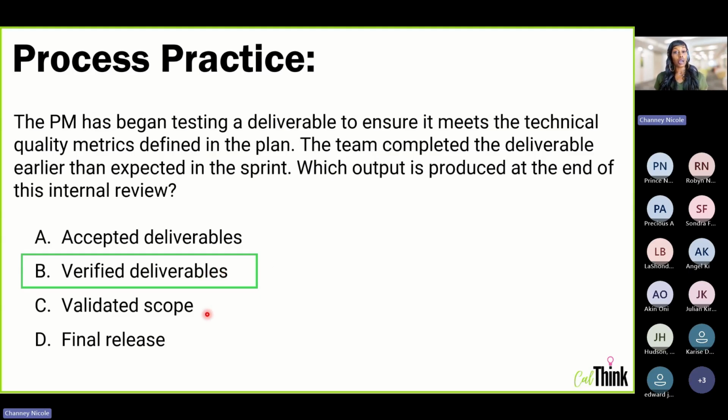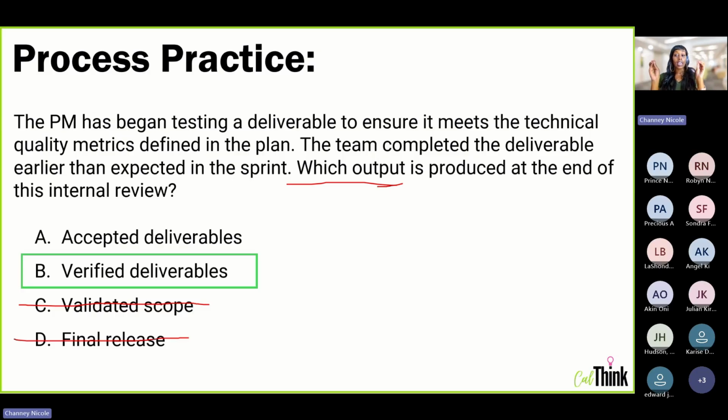What about validated scope? The question asks which output is produced at the end of the review, right? In this case, we want to make sure that we're referring to outputs only. Validate scope is a process. Okay, that's not an output. So we're going to eliminate that altogether. Is it final release? Maybe, but final release means that we're done with the project. So if we're already on the final release, we've skipped a few steps in between. So that's also not going to be our answer.